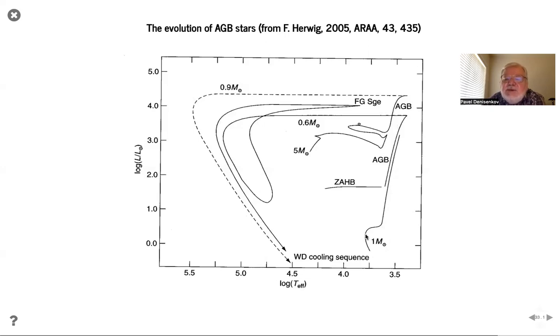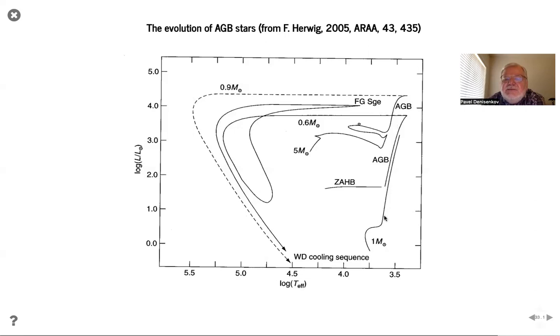Then at this point, when the star reaches the maximum effective temperature, remember effective temperature increases from right to left, hydrogen is exhausted in the core and the helium core is formed, and hydrogen burning switches from the center to the shell around the helium core. The star leaves the main sequence along the subgiant branch. Then it arrives at the bottom of the red giant branch, which is not indicated here.